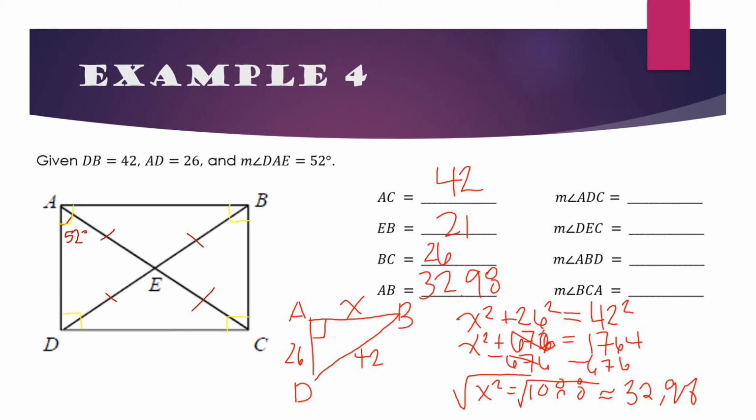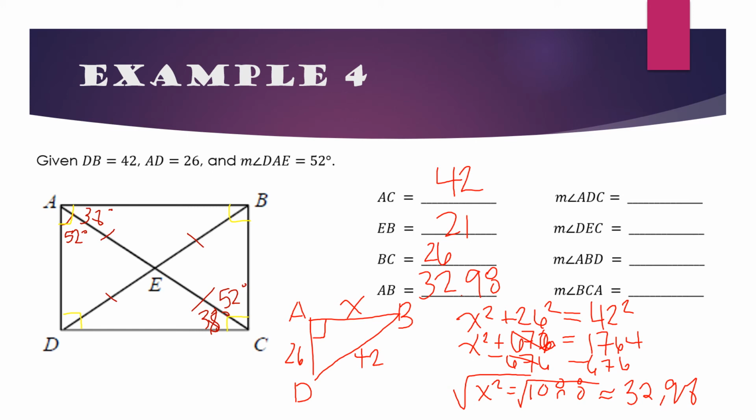So that means if we know that DAE is 52 degrees, we can find angle BAE because those are complementary. So if I do 90 minus 52, that's going to give me 38, which is going to be the measure of angle BAE. That will also be the measure of angle ACD, because those are alternate interior angles. And angle ACB will be 52 degrees because of alternate interior angles.